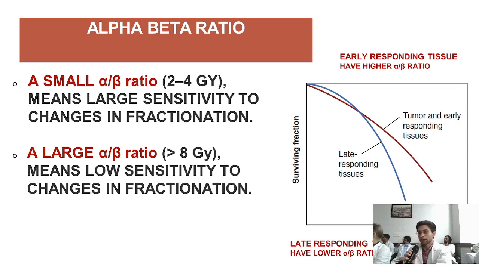As we talked about earlier, the late reacting tissues are sensitive to changes in fractionation. So early responding tissues have a higher alpha beta ratio, meaning that they have low sensitivity to changes in fractionation. But late responding tissues have a lower alpha beta ratio, and that means they are largely sensitive to changes in fractionation.